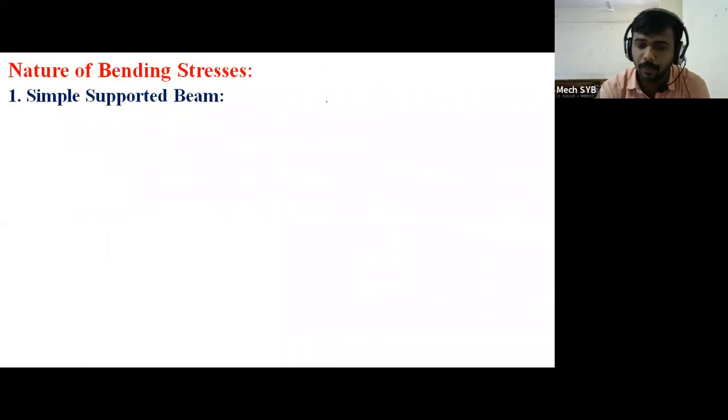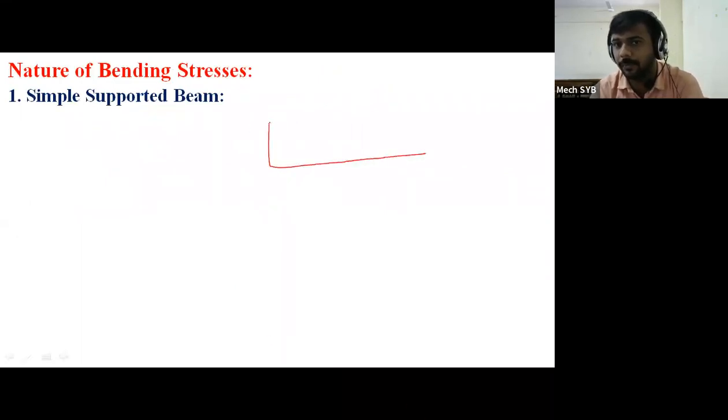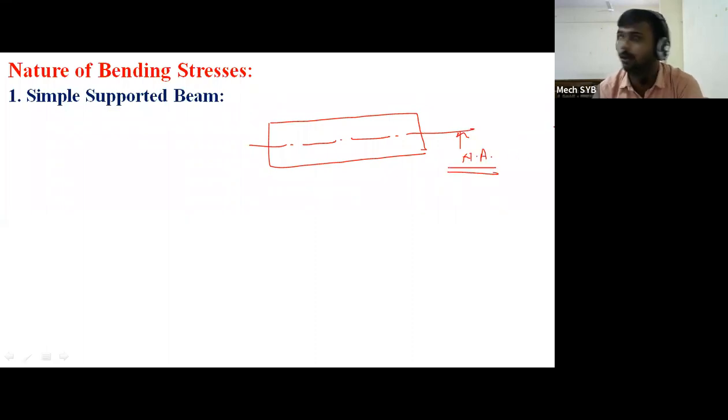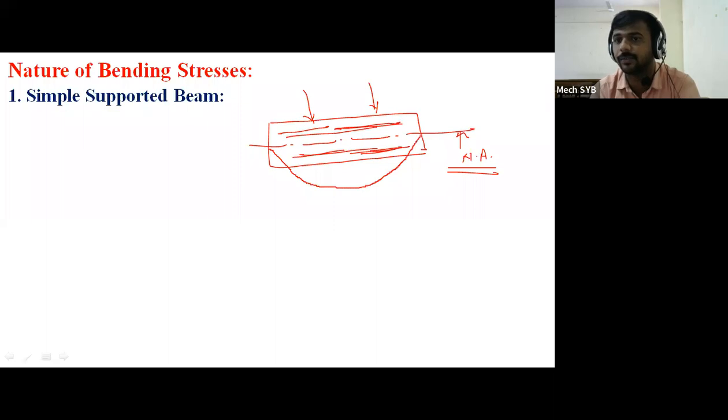Please keep in mind. For example, if I draw one simple figure, this is the beam, and this is the center line of the beam, and this center line we can call the neutral axis. So this is the portion above the neutral axis, and this is the bottom portion which is below the neutral axis. If this is a simply supported beam, the bending will be taking place in the downward direction, like this.